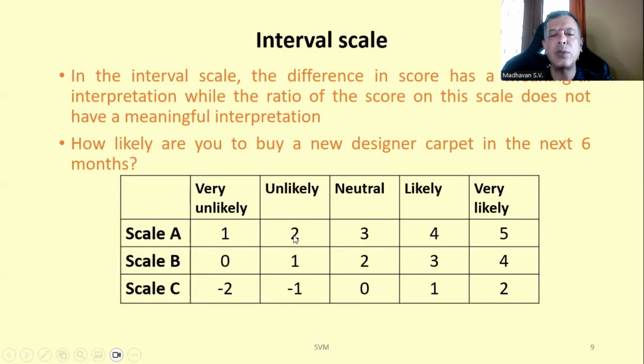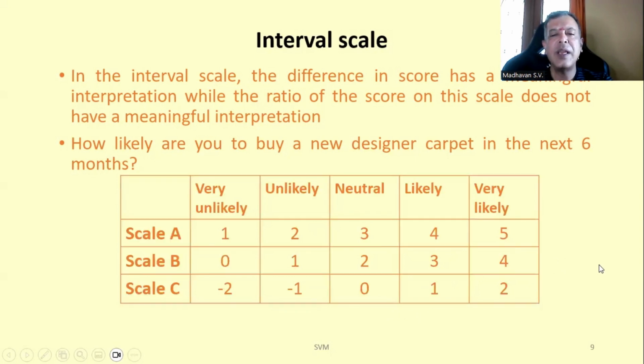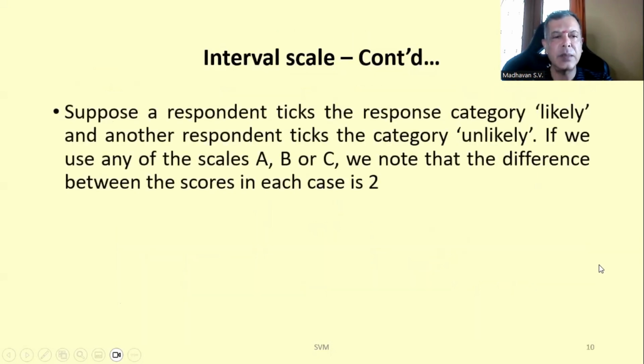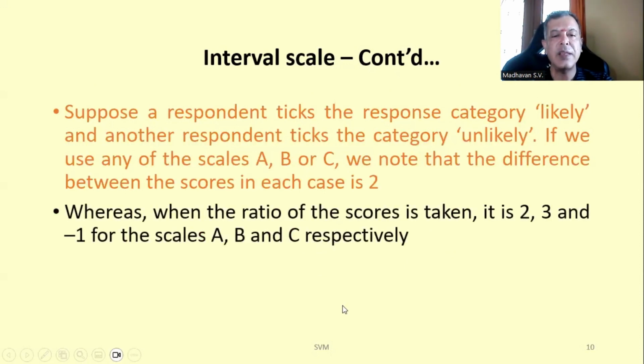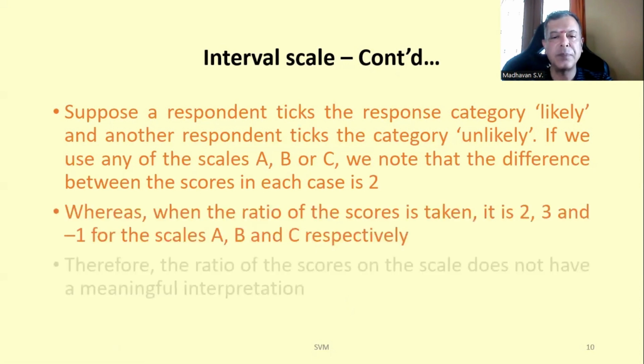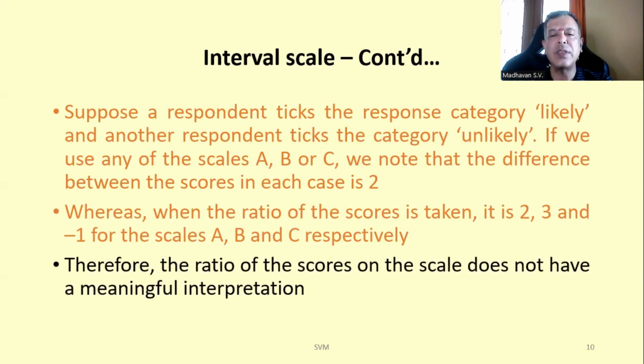4 divided by 2 is 2. 3 divided by 1 is 3. 1 divided by -1 is -1. So this is being explained here. Suppose a respondent takes the response category likely and another respondent takes the category unlikely. If you use any of these scales, A, B, or C, we note that the difference between the scores in each is 2. We saw that just now. Whereas when the ratio of the scores is taken, it is 2, 3, and -1. That also we saw. So therefore, the ratio of the scores on this particular scale does not have a meaningful interpretation, whereas the interval has a meaningful interpretation.